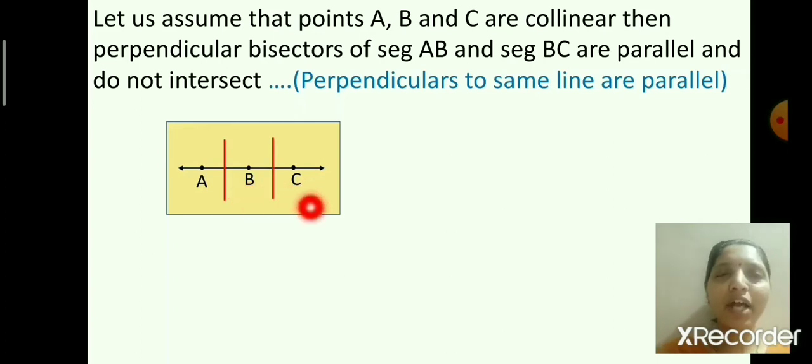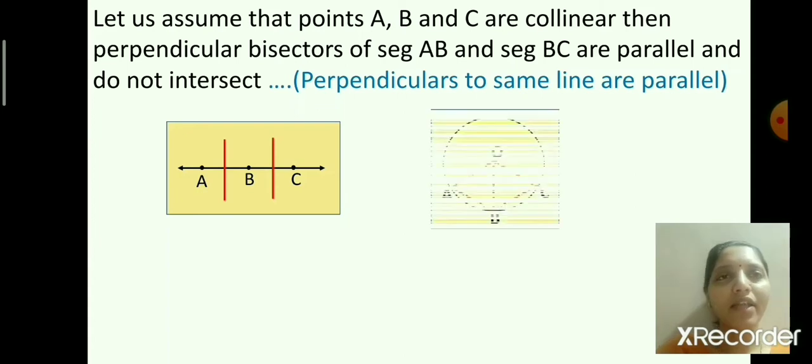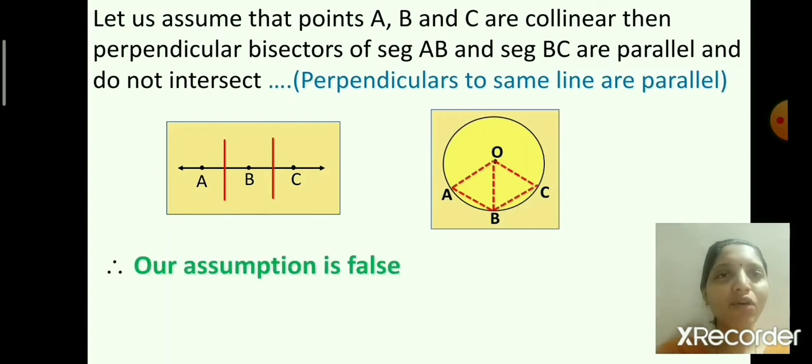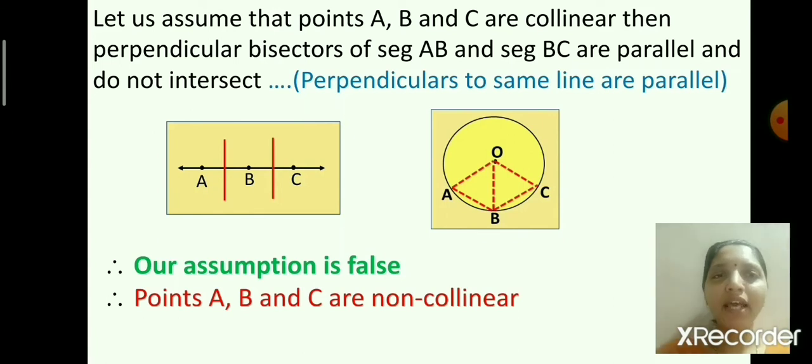We know that parallel lines do not intersect each other. The reason you will write as perpendiculars to the same line are parallel. Yes, therefore, but in the equation 3 we have seen that the perpendicular bisectors of AB and BC intersect at point O. Yes, that means this assumption is false. Therefore, our assumption is false. Therefore, points A, B and C are non-collinear.